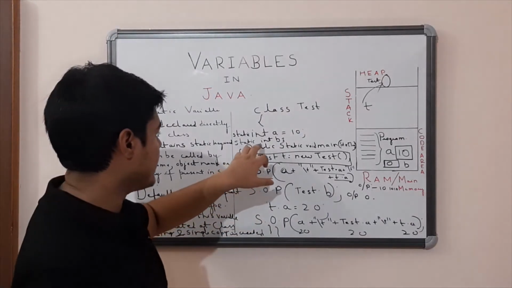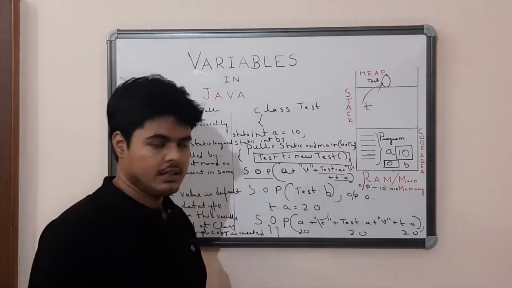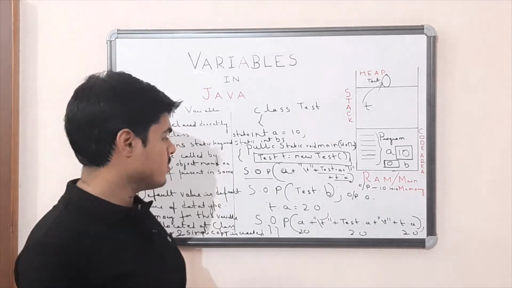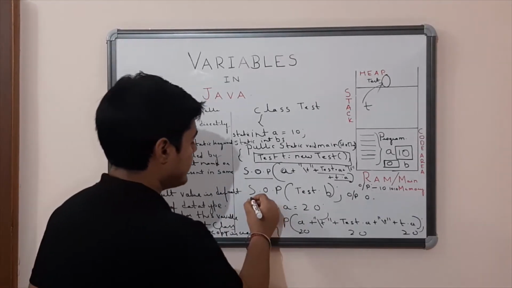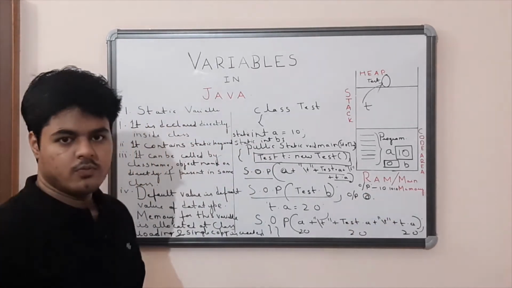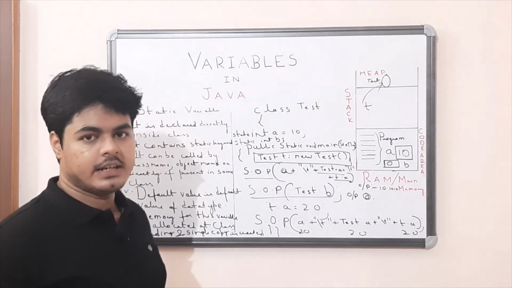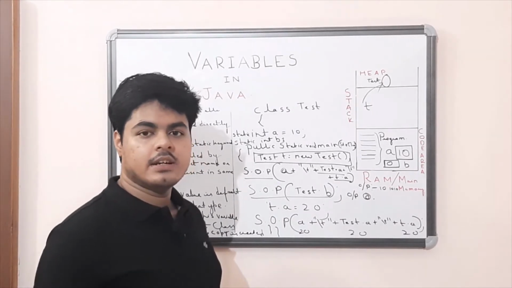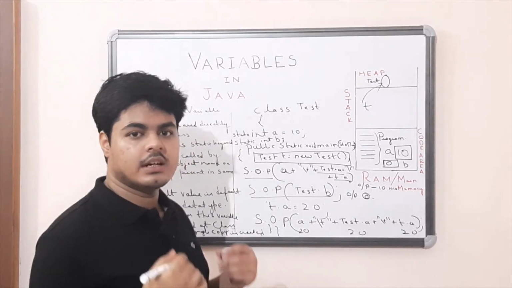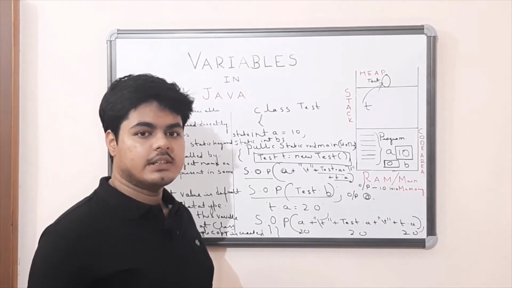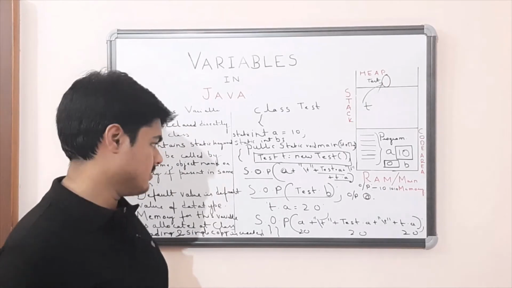Now the next one is the default value of a static variable, which is the default value of the data type. Suppose here we are declaring a static variable int b, but we are not initializing it. So if we try to print this variable, we will get output as 0, which is the default value of the int data type. In C we get garbage values, but here we have no concept of garbage value. Since garbage value is not there, the garbage collector removes it.